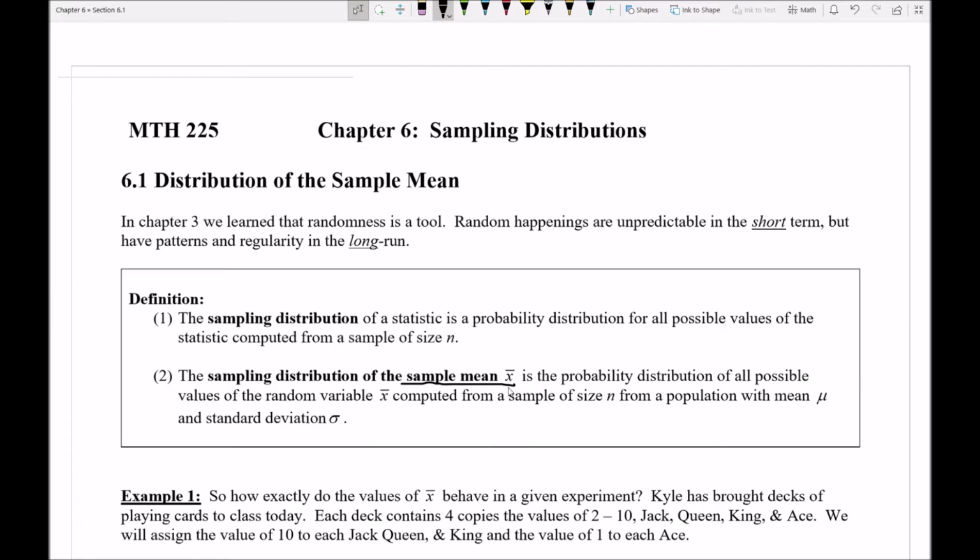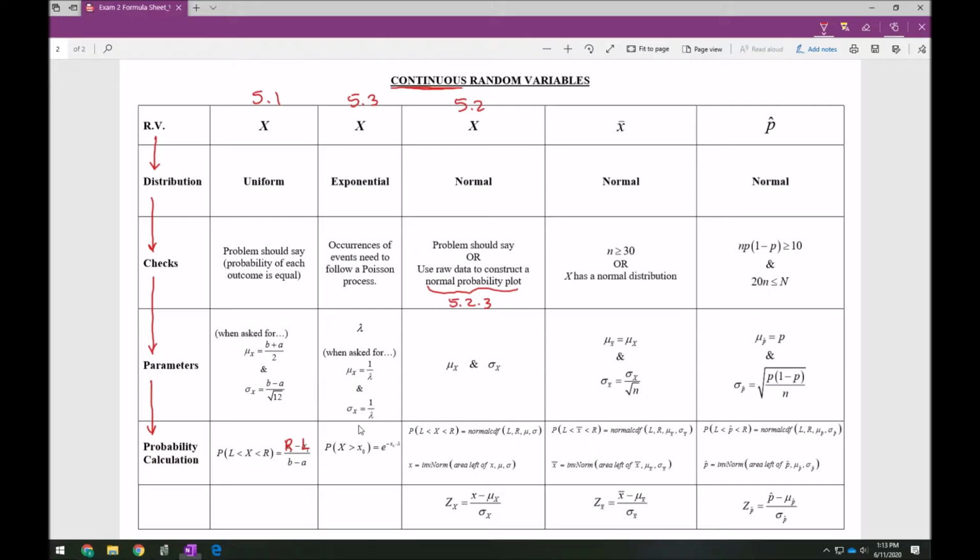So as we see here, the sampling distribution of the sample mean x bar is a probability distribution of all the possible values of the random variable x bar when I compute those from a sample of size n, and that sample comes from a population with a mean and a standard deviation. We're going to try to get a sense of what exactly we mean by this, but first I'll take a look at the formula sheet to get our bearings on where we're at.